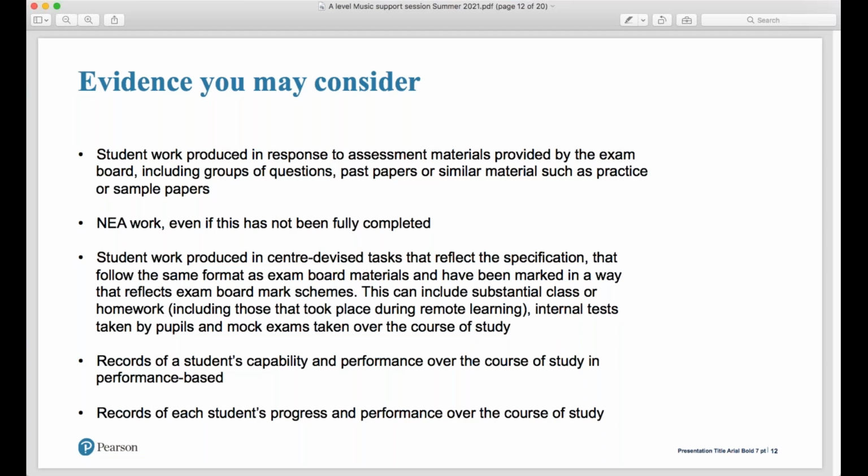So the evidence that you may consider, and again this is set out in documents from the DfE, includes student work produced in response to assessment materials provided by the exam board, including groups of questions, past papers or similar material, such as practice or sample papers. You can consider NEA work, even if this hasn't been fully completed. You can consider student work produced in in-centre devised tasks that are intended to reflect the specification, possibly following the same format as exam board materials. It could be mock exams or work taken over the course of study, and that can include class or homework and work that has been completed whilst working remotely as well.